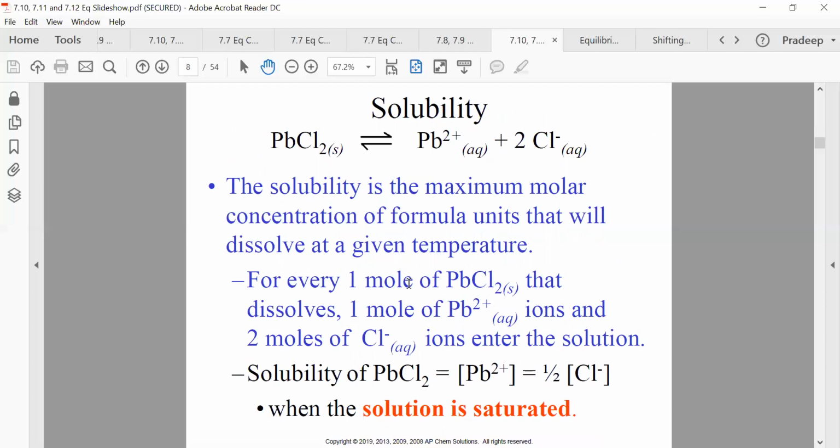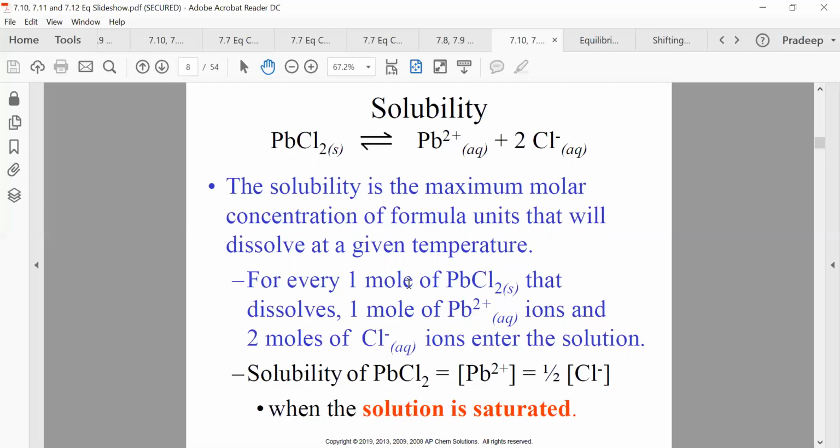Okay. All right. So now let's look at this particular example. It says lead chloride. Whenever lead chloride is dissolved in water, you will have lead ions, Pb2 plus, and chloride ions, Cl minus. The solubility is considered as the maximum molar concentration of formula units that dissolve at a given temperature. So whenever we're talking about solubility, it is the maximum molar concentration, okay?